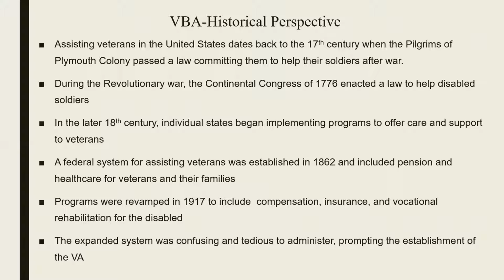A federal system for assisting veterans was established in 1862 and included pension and health care for veterans and their families. Programs were revamped in 1917 to include compensation, insurance, and vocational rehabilitation for disabled veterans. The expanded system was confusing and tedious to administer, prompting establishment of the VA, which is known as the Veterans Administration.